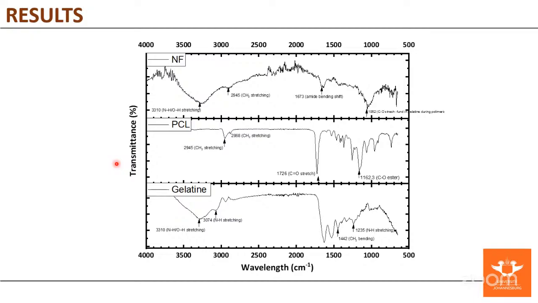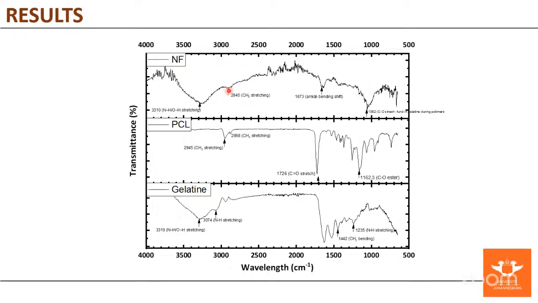FTIR spectroscopy of gelatin, pure gelatin on itself, and the one in the middle for PCL, and the one on top for the nanofibers, which are a combination of both. And as you can see, let me point this here. This is a major peak for gelatin in this test. As you can see, it's translated to the nanofibers, as well as this minor peak here for PCL is showing up on the fibers.